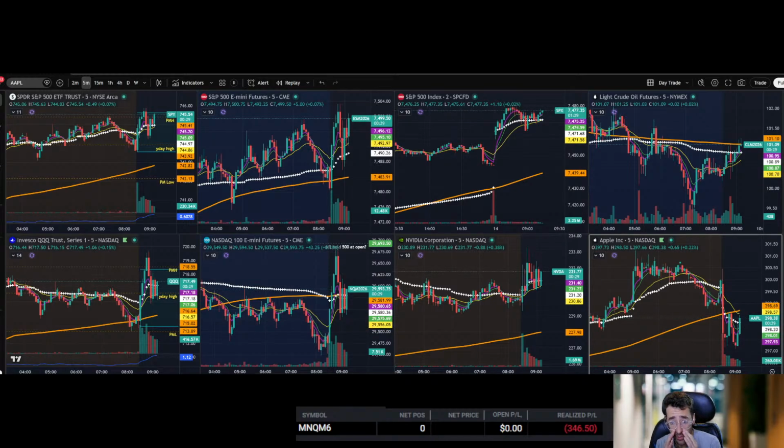Honestly, I don't think I'll take another trade today. I have a little bit of a headache. I don't like the price action. It's unfortunate that I was copy trading a bunch of accounts too, but whatever. 350 is not bad.